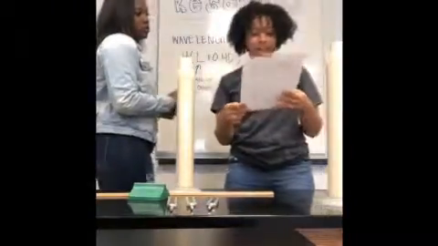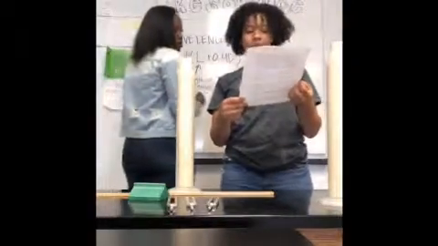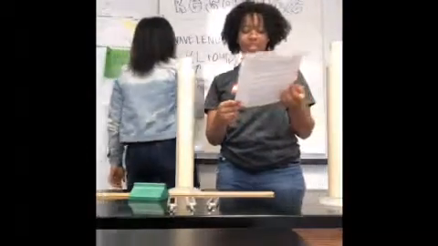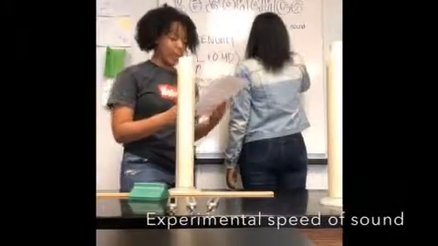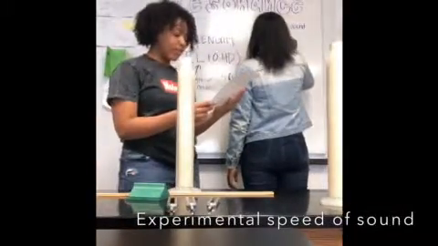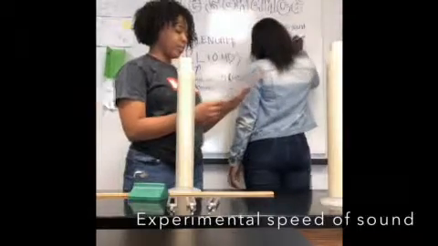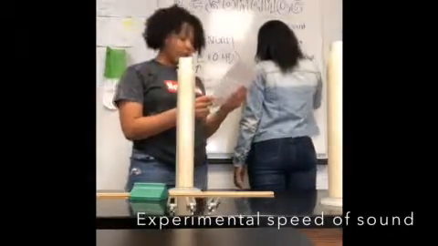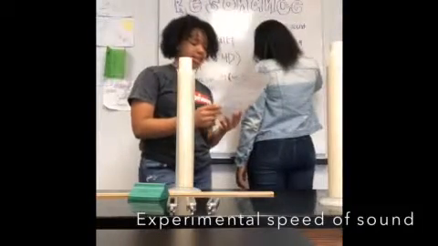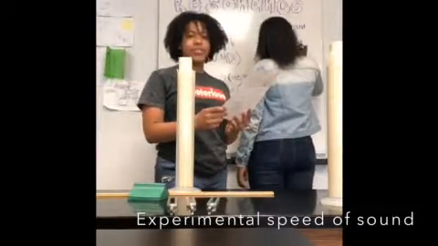After you do that, you calculate the experimental speed of sound, which equals wavelength times frequency. So our wavelength was 0.824. Then you times that by 493.9, which equals 406.97.